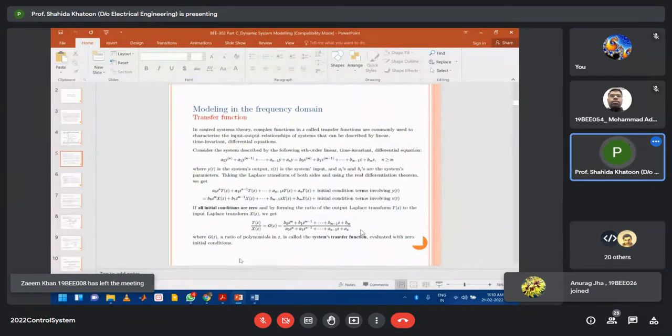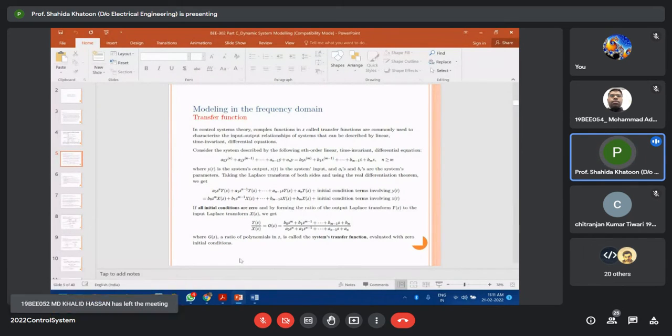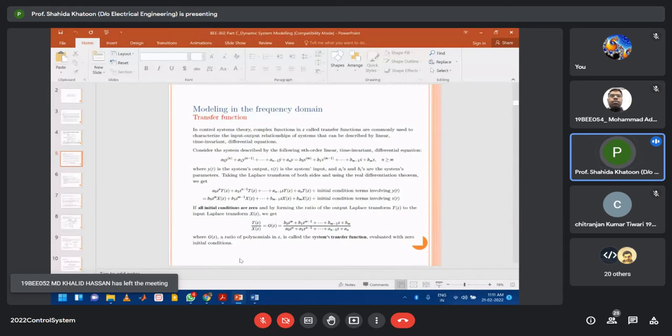Let's start the next portion of Unit 1, which is the modeling in frequency domain. In control system theory, complex functions are represented in the S domain, which is called the transfer function, and are commonly characterized as the input-output relationships of the system that can be described by linear time invariant differential equations. Let us consider one example of an nth order linear time invariant differential equation given by this equation.